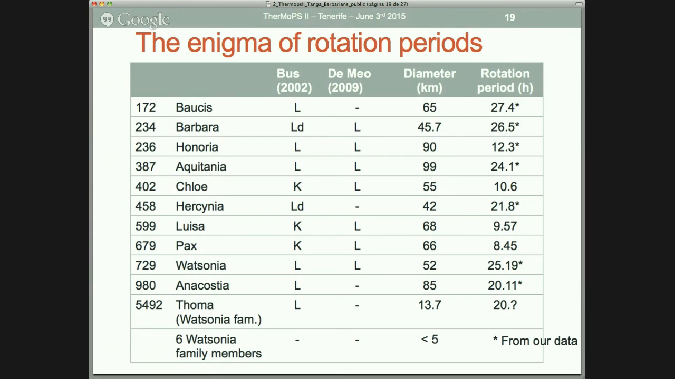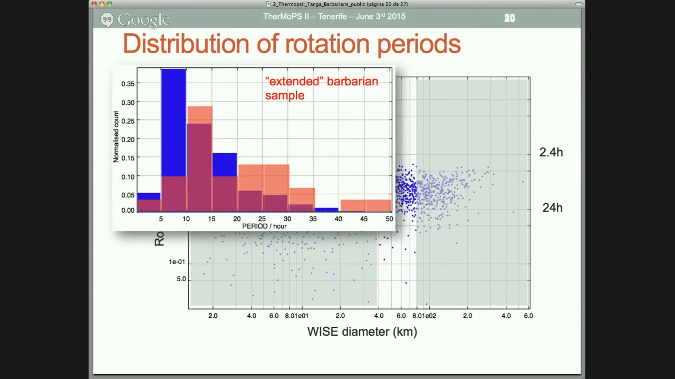Now, if I do the same histogram with the Barbarians we know, plus some objects for which we detect the 2 micron absorption, I get this. This peak is not that far from it, but there is a much higher period tail. And here you have all this part, which is clearly not consistent in abundance with the bulk of the distribution. So I see probably some perplexity in your eyes. I know what you're thinking: poor statistics. That's right. We are working on improving statistics.